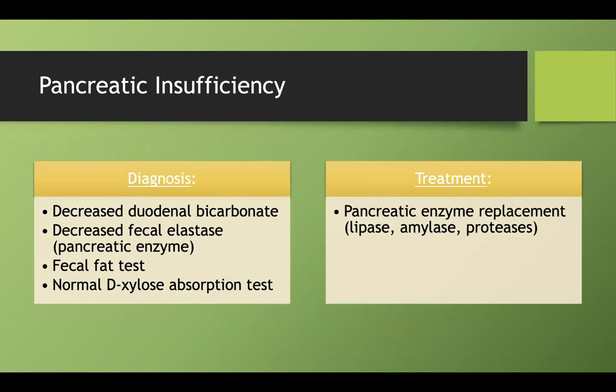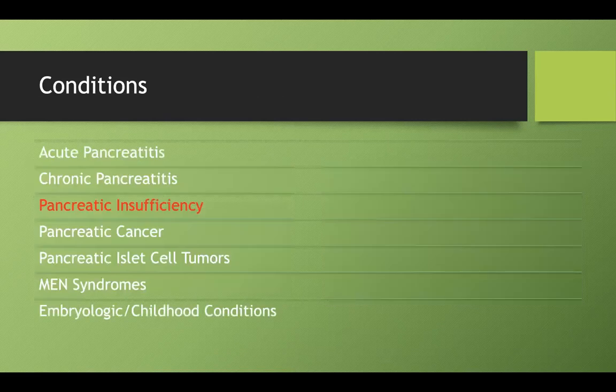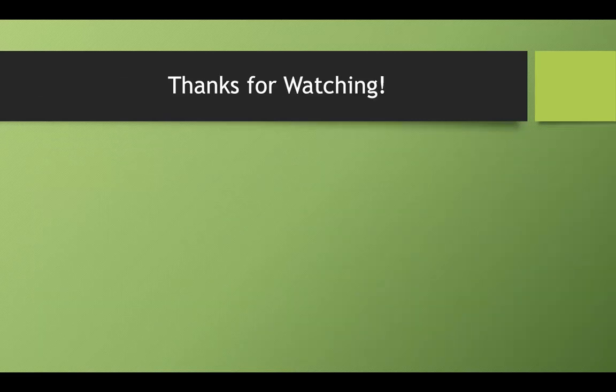You treat this, it's pretty self-explanatory. If you don't have enough lipases and proteases in your lumen of your GI tract, you need to replace it with pancreatic enzymes. And that's all you need to know about pancreatic insufficiency.